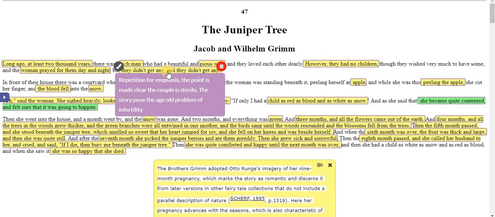So this story is partly going to be about the child who they desire, the child who is going to be born. So the importance of this child is there in that line itself. They didn't get any. They desperately wanted the child, but they never got it.